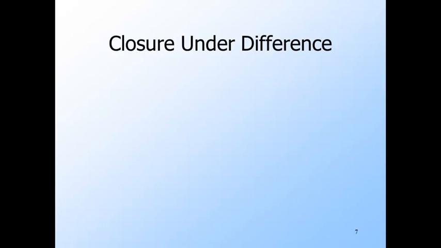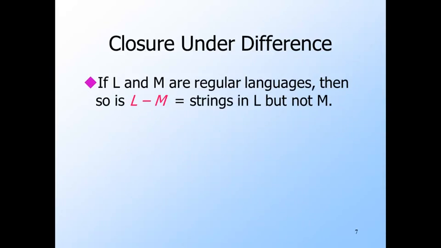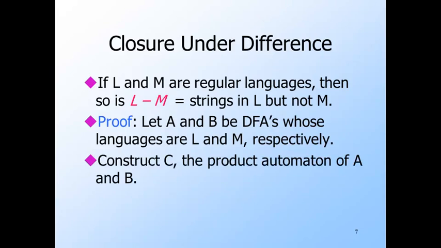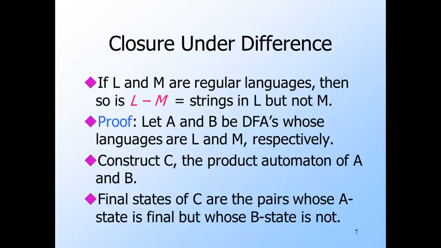Set difference is another operation under which regular languages are closed. The difference of languages L and M, written L minus M, is the set of strings in L that are not in M. For the proof of closure under difference, start with DFAs A and B for languages L and M respectively. Construct C, the product automaton for A and B. Make the final states of C be the pairs where the state from A is final and the state from B is not. Then C accepts an input string W if and only if A accepts W but B does not. That is, W is in the difference of their languages.